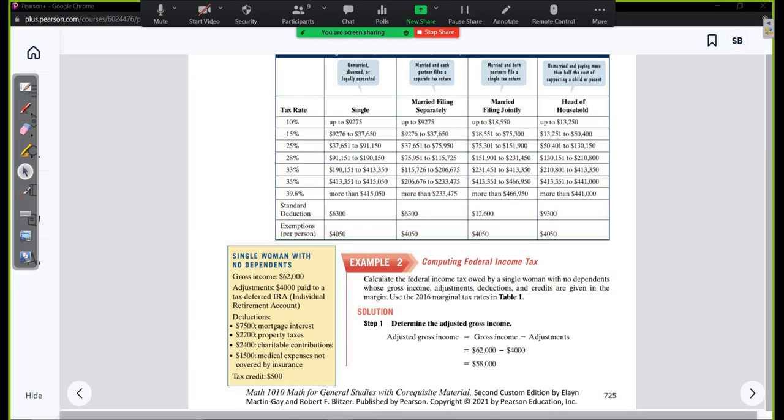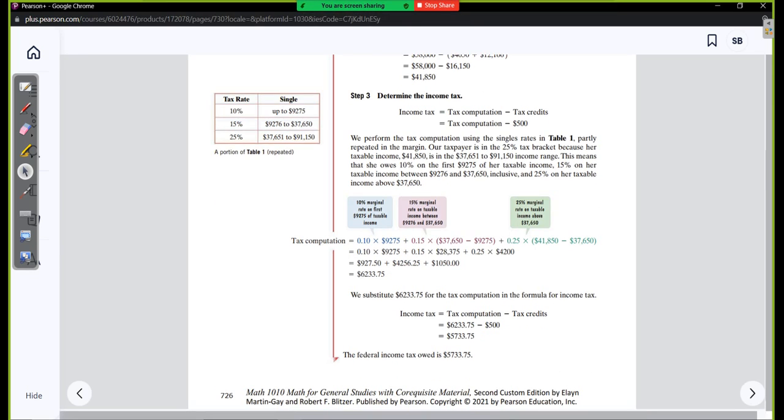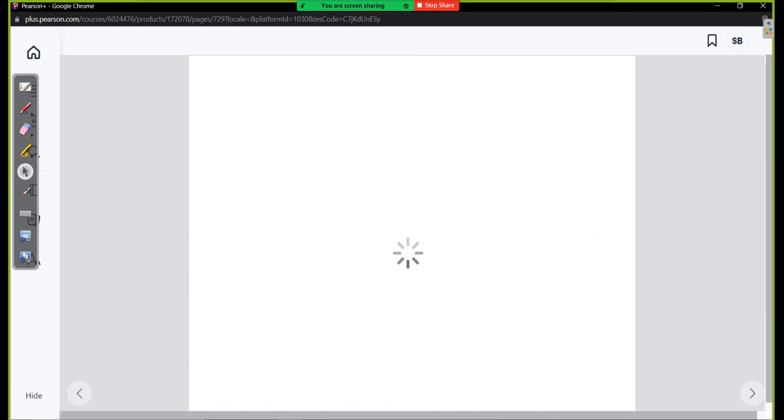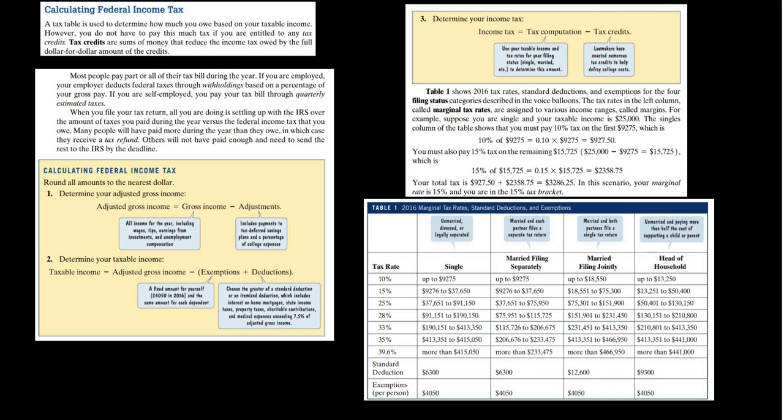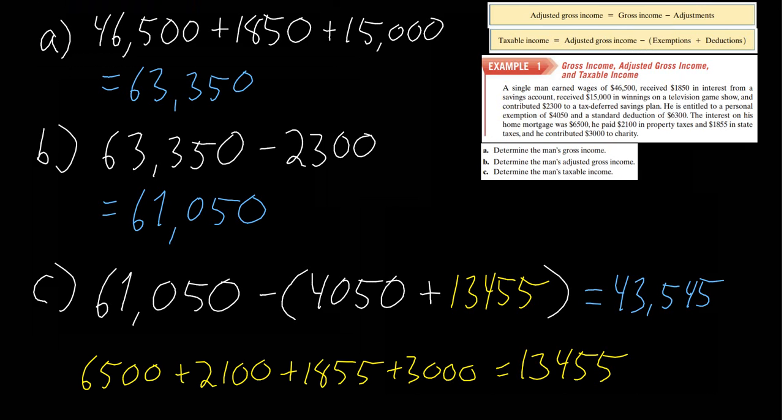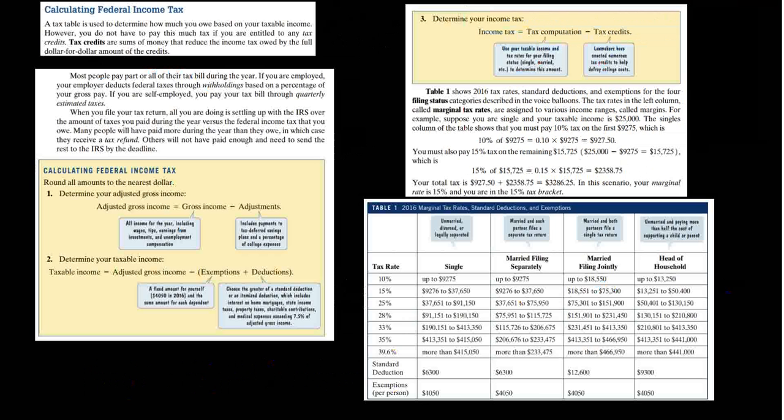So anyways, our single woman with no dependents, gross income, adjustments, deduction, and credits are given in the margin. So use the 2016 marginal tax rate. We obviously want to know something here. What are we trying to find out? Okay, so I guess we're just trying to figure out the income tax owed. First thing we need to do is figure out the adjusted gross income, and then we do the taxable income, and then we tax.